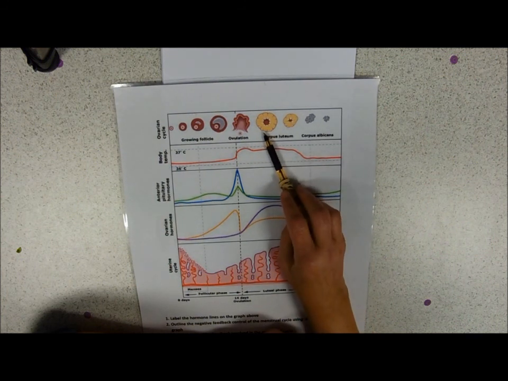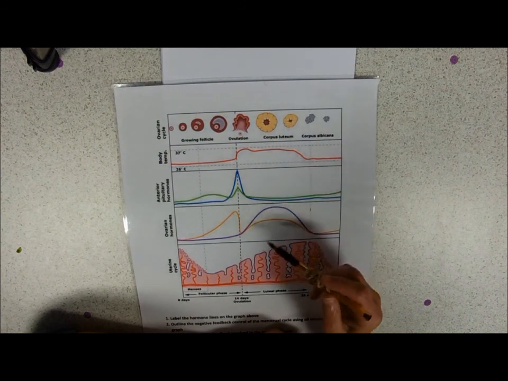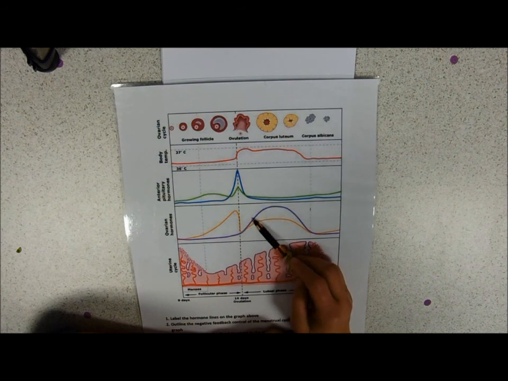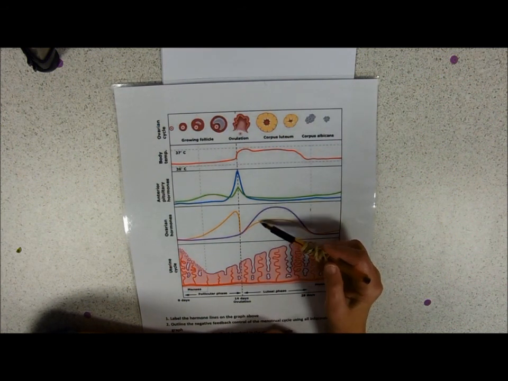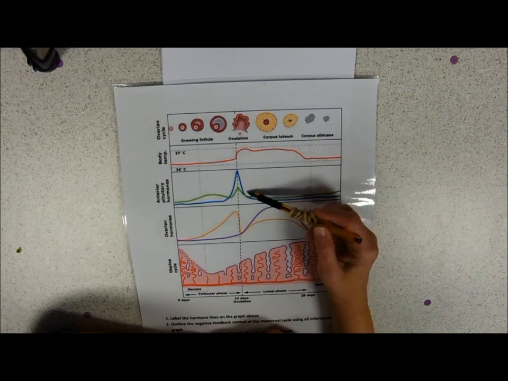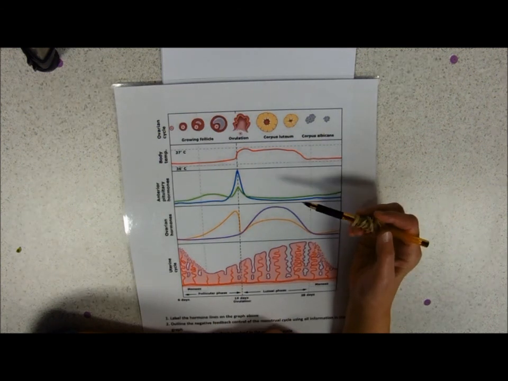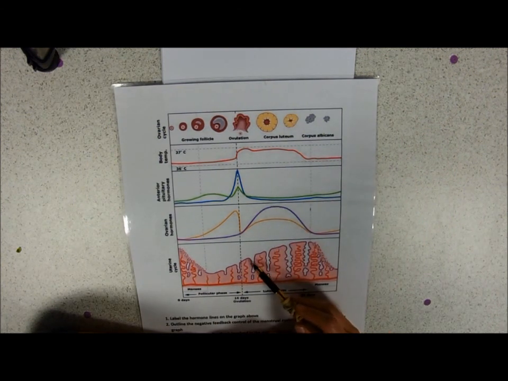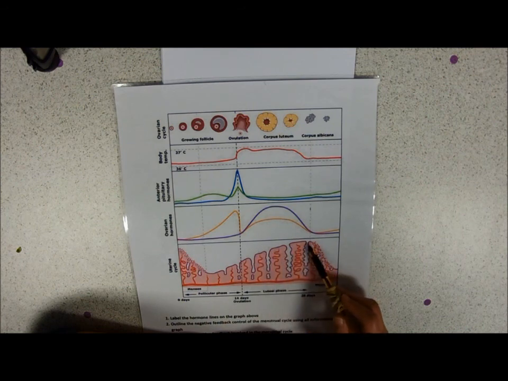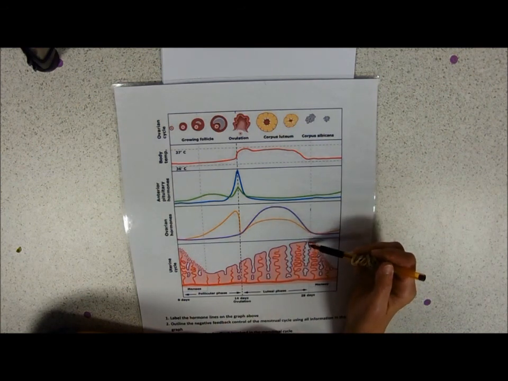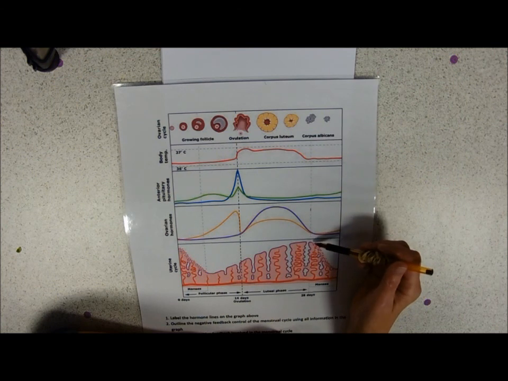The corpus luteum then forms in the ovary, and that churns out estrogen and progesterone, and just like before, estrogen and progesterone inhibit, in a negative feedback way, the release of LH and FSH. They also have an effect on the uterus, and they maintain, building and maintaining that endometrial lining, so that it's in a really good state for if a fertilisation happens.